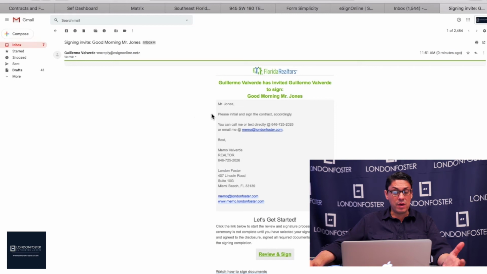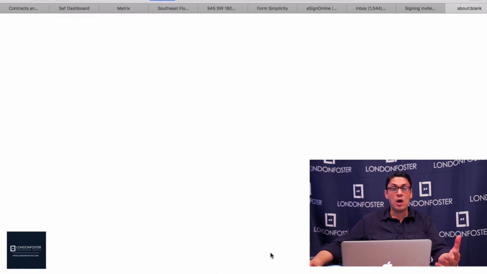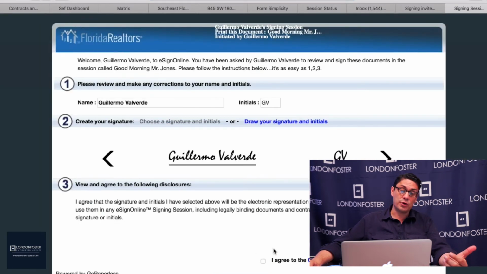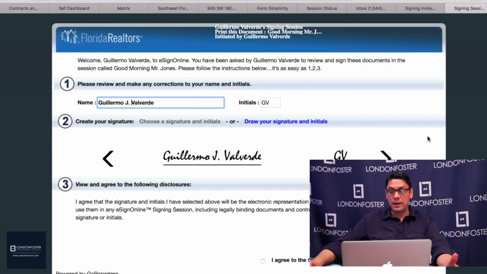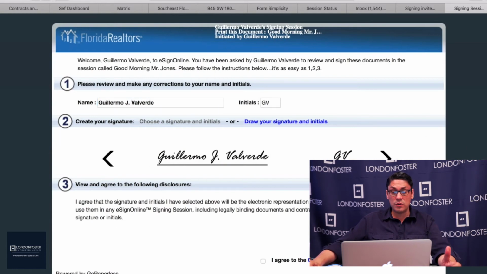As a realtor, you're going to get an email that copies the email that you sent to your client, and now it's going to say review and sign. So it's going to take you to a screen where you're going to be able to execute under your name. It's going to tell you what your name is. If for any reason your name is wrong, you can write in your name, J. Valverde. It's going to tell you what kind of signature you want to use, so you pick the one that you like. Okay, and then you click that you agree to the consumer disclosure and you start.